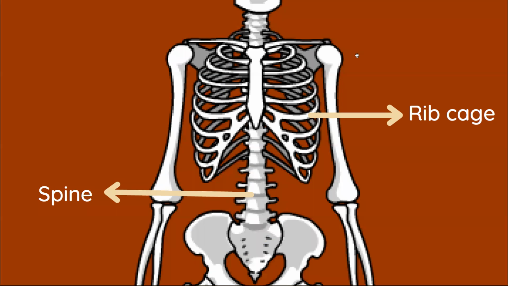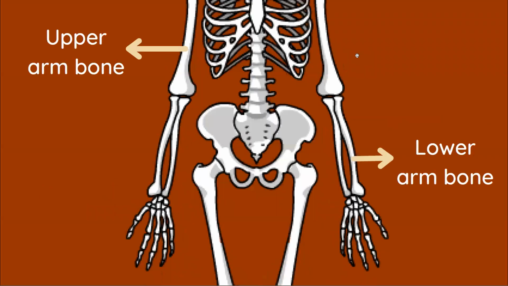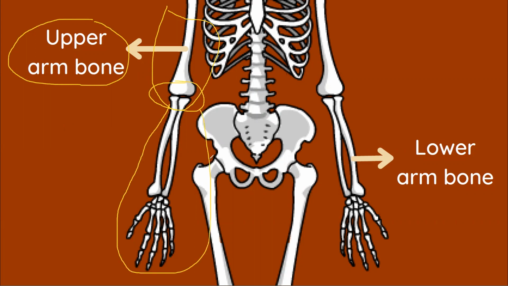Okay. Next, let's go down some more. Okay, let's focus on the arms first. Okay, class. This bone, the upper arm bone. This is where your elbow is connected to the other half of the arm, and also your shoulder is connected to your body.